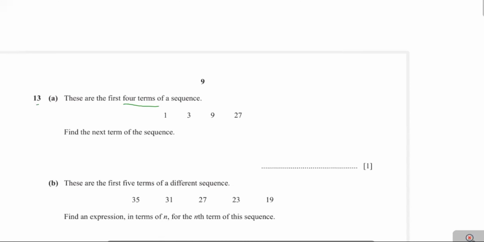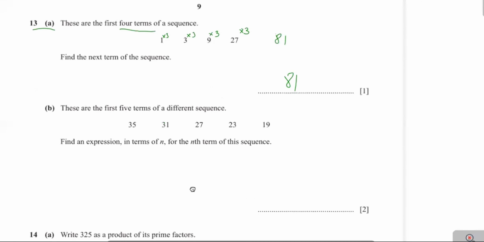Now, question number 13, part A. These are the first 4 terms of the sequence: 1, 3, 9, 27. You see here we get the next term by multiplying by 3. First term 1 multiplied by 3 is 3, next 3 is multiplied by 3 is 9, 9 multiplied by 3 is 27. Therefore, 27 multiplied by 3, we get the next term, which is 81. And the answer is 81.